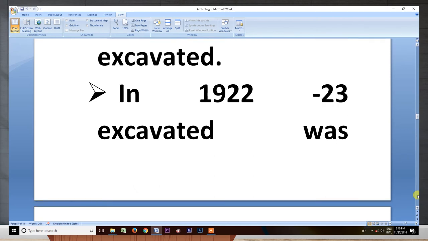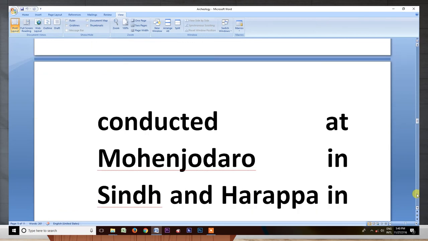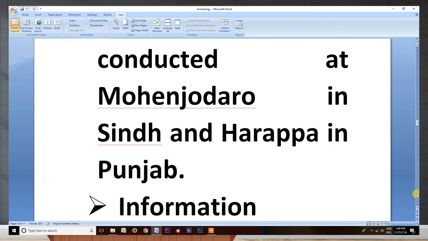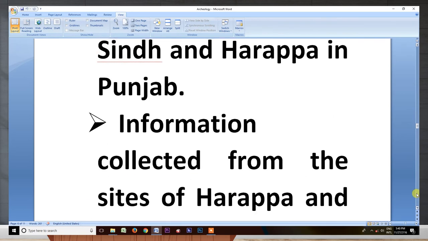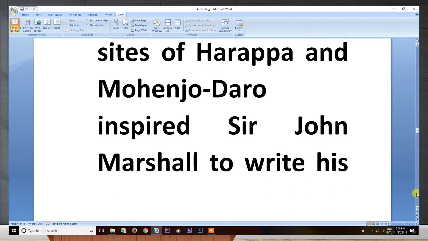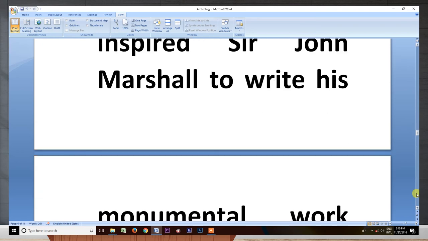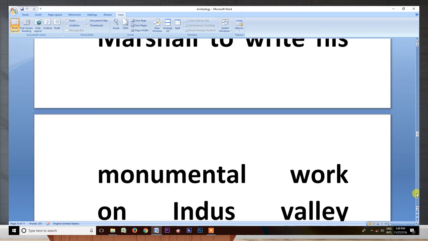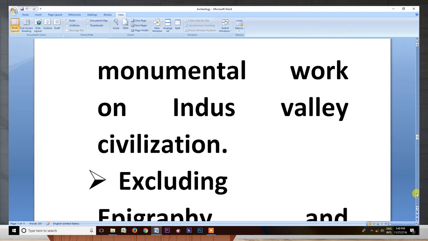And in 1922-23, Mohenjo-daro in Sindh and Harappa in Punjab were excavated. Information collected from the sites of Harappa and Mohenjo-daro inspired Sir John Marshall to write his monumental work on the Indus Valley civilization.